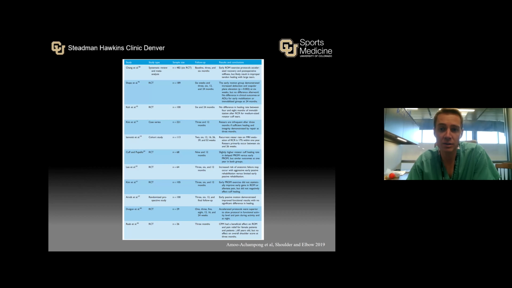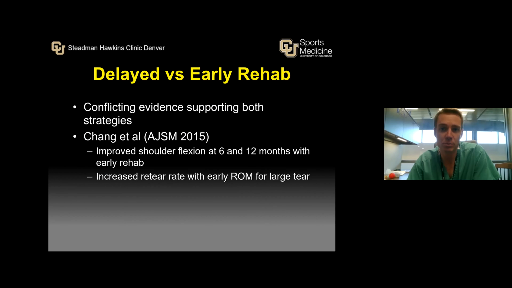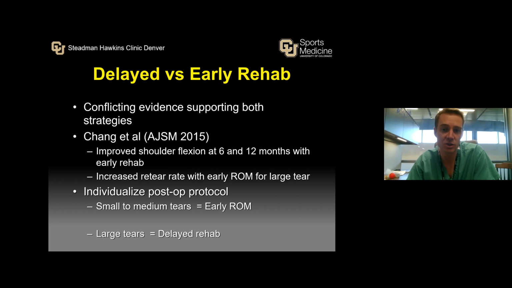So a lot of studies, randomized controlled trials, systematic reviews, meta-analyses looking at this, still some conflicting evidence supporting both strategies. Cheng et al. in AJSM 2015 did a meta-analysis. It showed improved range of motion with the early rehab, which is what we want to see. However, it trended towards an increased re-tear rate with the earlier group for the larger tears. And so the conclusion was maybe we should be individualizing this postoperative protocol to improve healing. So small to medium tears, maybe a little bit earlier range of motion. Large tears, we delay the rehab.